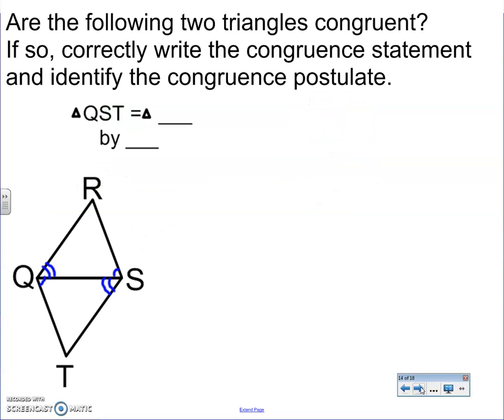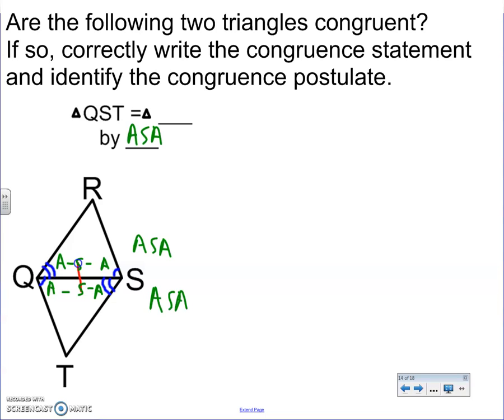Same thing. Are they touching? Answer is yes. Same side, reflexive side. For the top triangle, that is angle, side, angle. That's ASA. That's a good one. So I'm going to check the bottom, see if it matches. That's angle, side, angle. They are matching. So these are congruent by ASA.